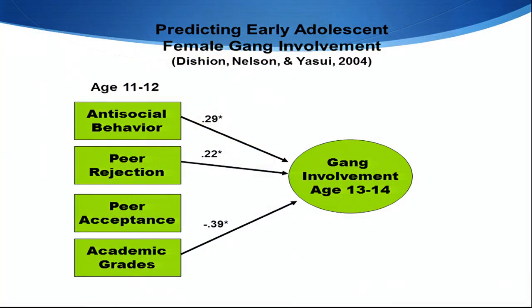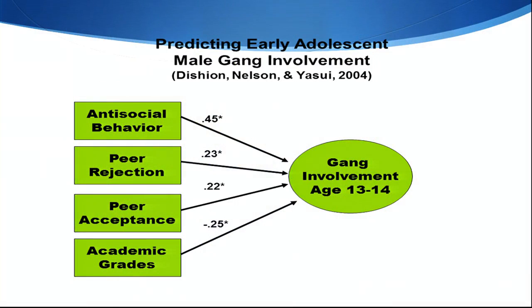This is for females. And for males, this is an interesting piece. Again, antisocial behavior, peer rejection, and academic grades. But now we see that popularity is actually related to more gang involvement down the road. So in some neighborhoods, the more popular kids are more likely to engage in gang behavior.